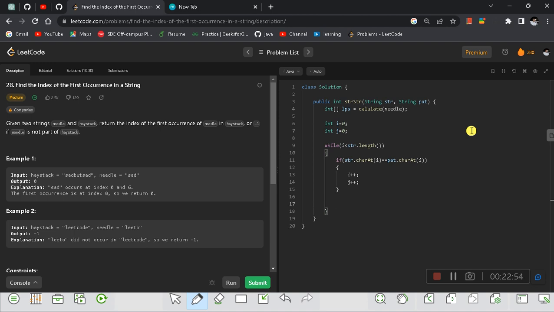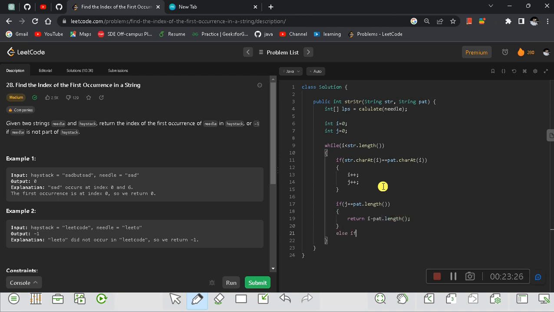But before checking whether they are equal or not, I am going to write one more thing. If my j is equal to pattern.length, it means we are done with all the comparisons, and this is where we have found our pattern. So I'm just going to return i minus pattern.length, isn't it?